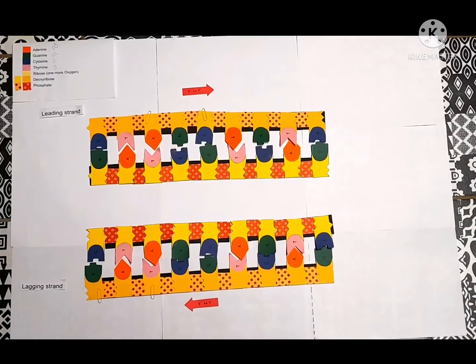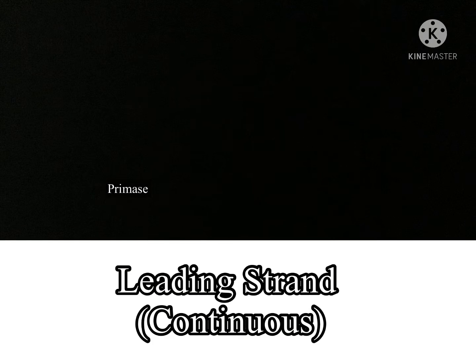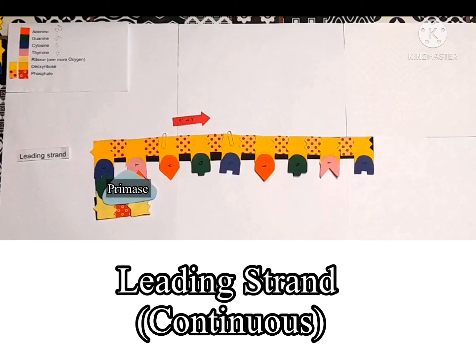The next step is elongation. For the leading strand, an enzyme primase produces a short piece of RNA, a primer that binds at the starting point of replication, the end of the leading strand. The primase works to where replication can begin.